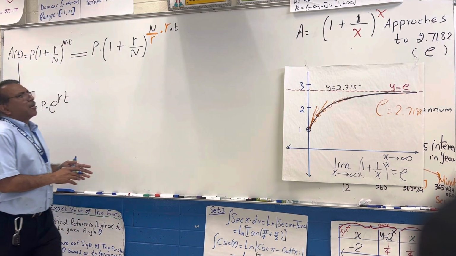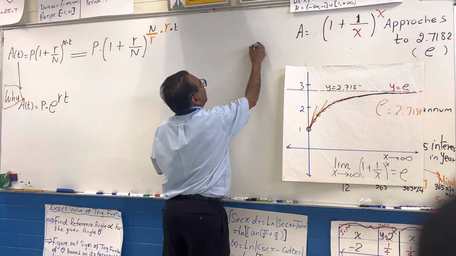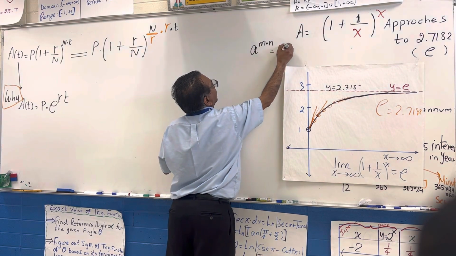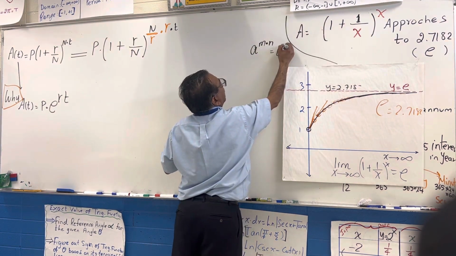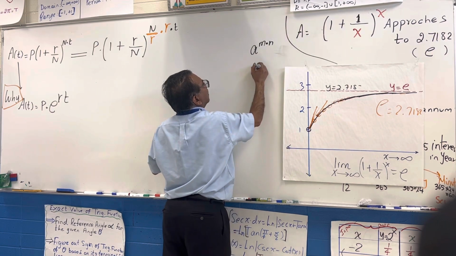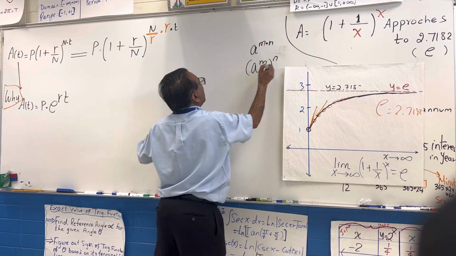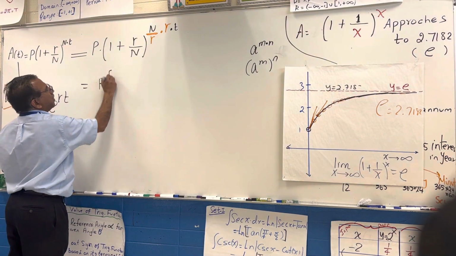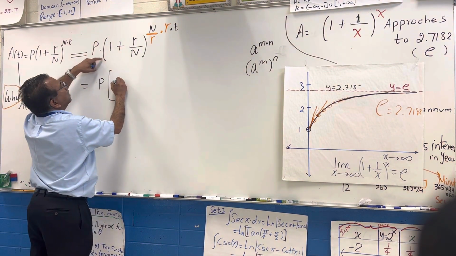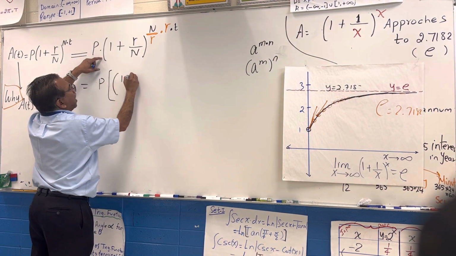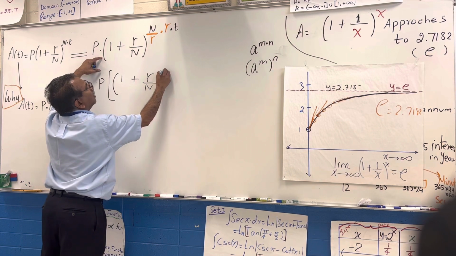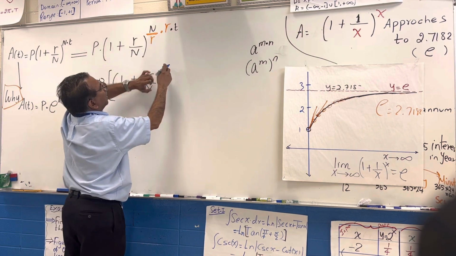And then I'm going to use the power rule: a raised to m times n is a raised to m, the whole raised to n. So this can be written as P, and I'm going to use the bracket here. So it is 1 plus r over n, raised to n over r. So let me write this.